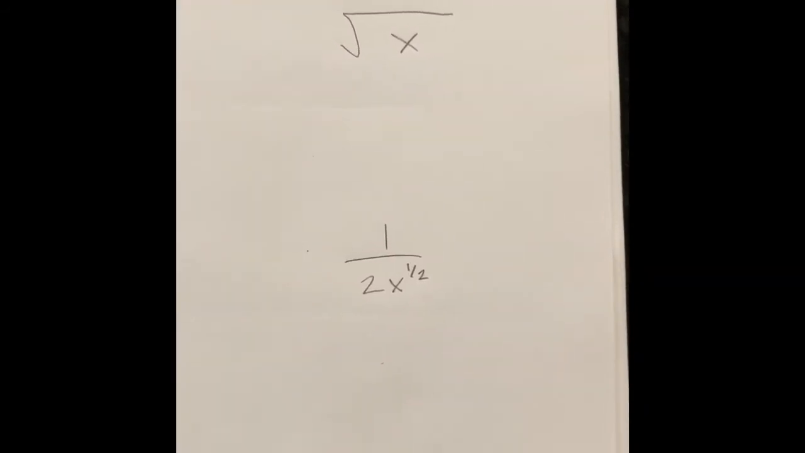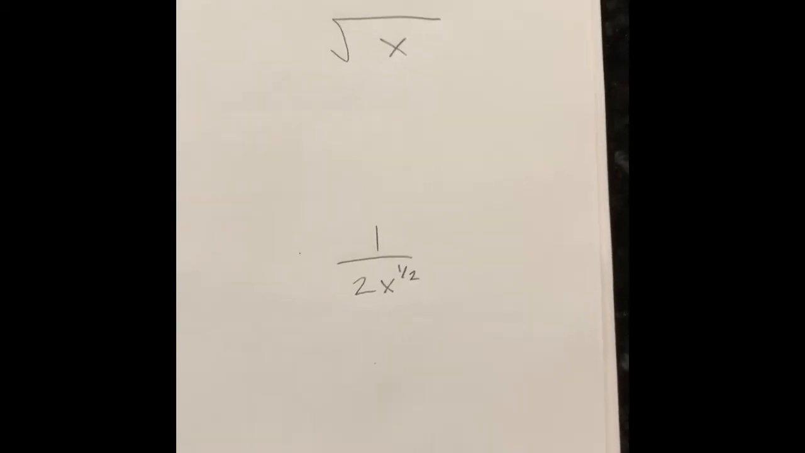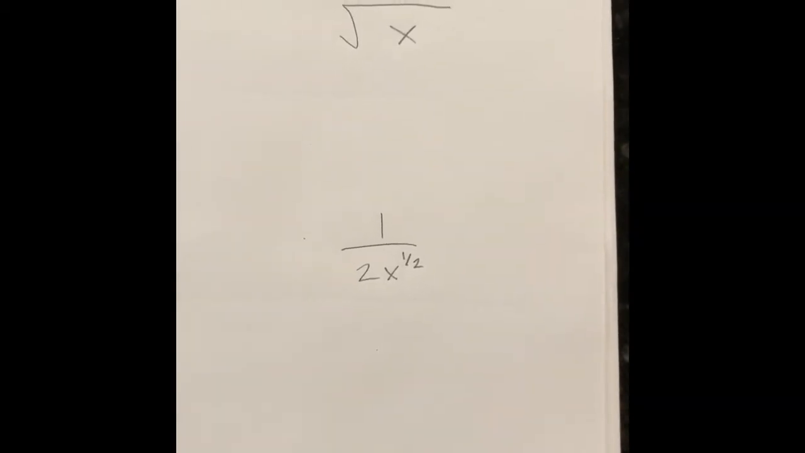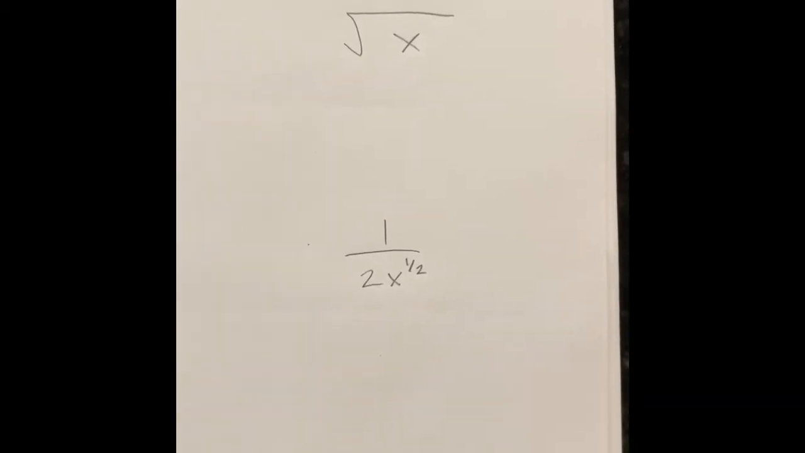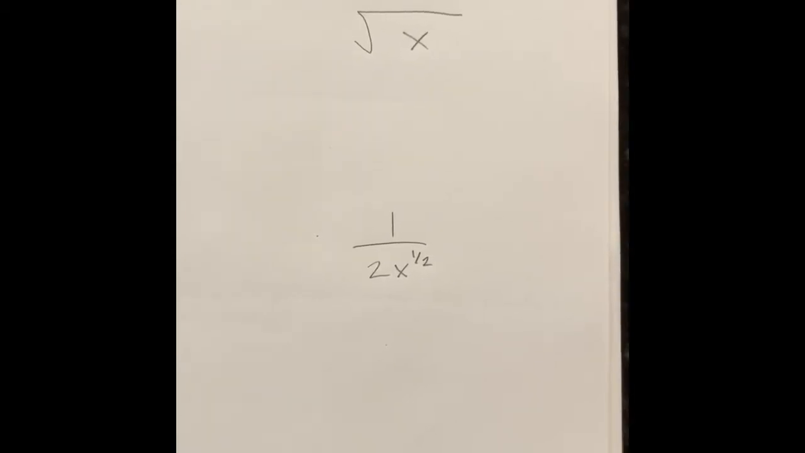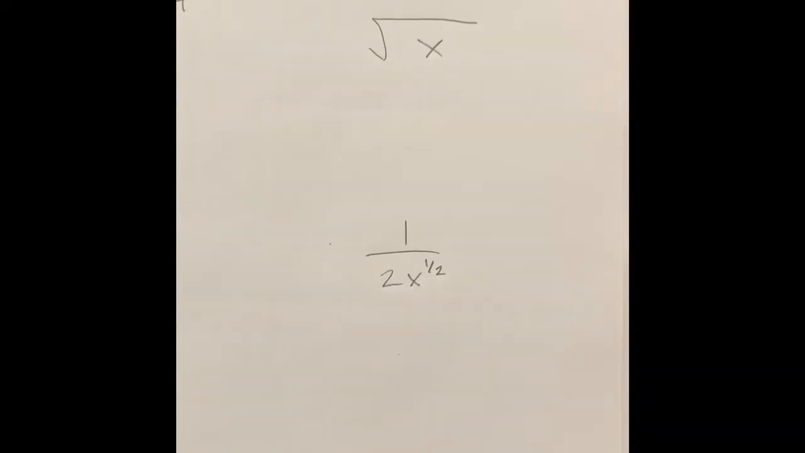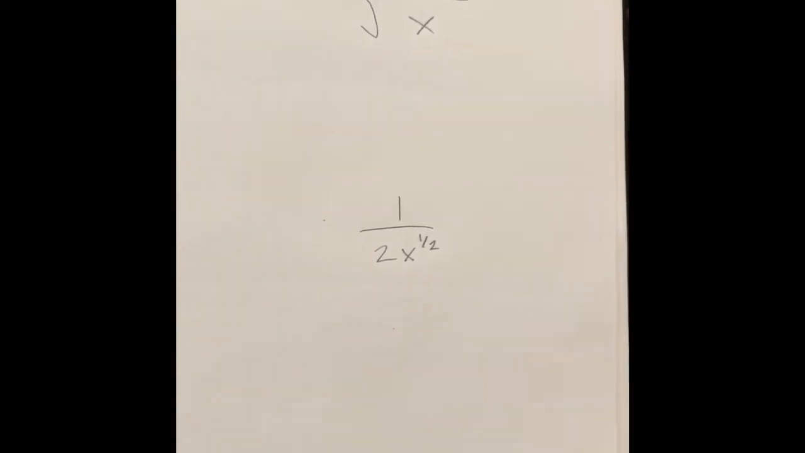For the function square root of x, things get a little more tricky. We must remember that the square root of x is the same as x to the 1/2. So, if we bring the 1/2 down and multiply it by the coefficient, we get x to the 1/2 over 2. Now subtract that 1/2 exponent by 1, and you get x to the negative 1/2 over 2, giving us 1 over 2x to the 1/2.